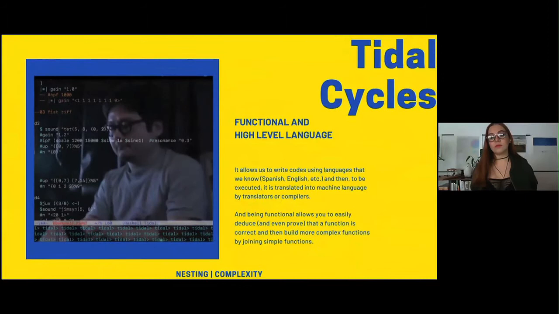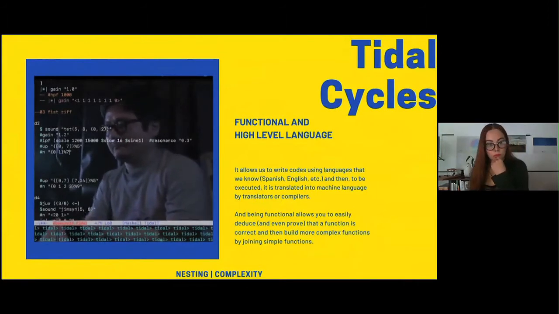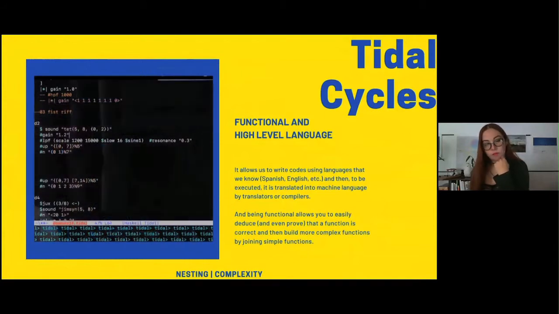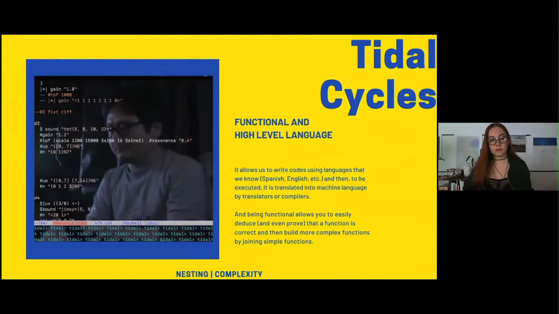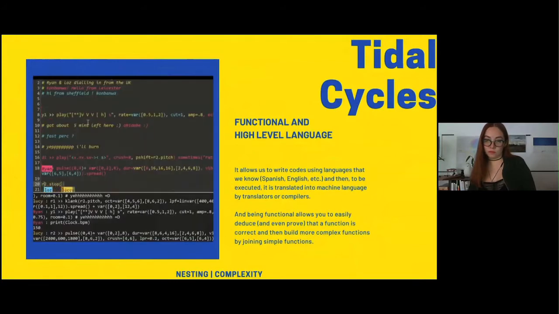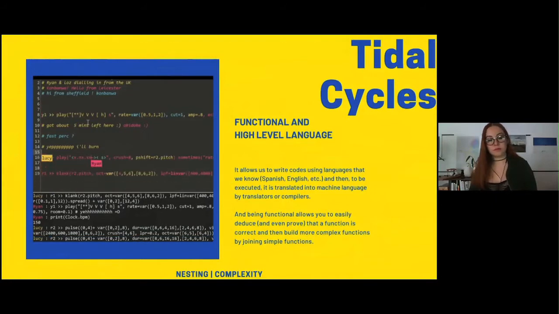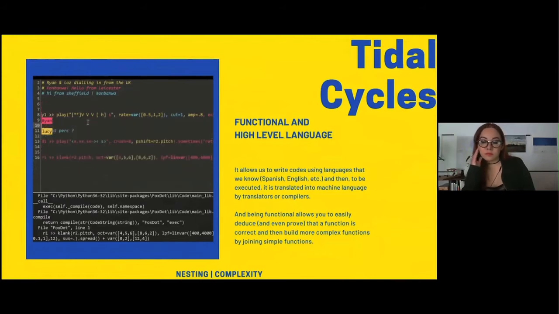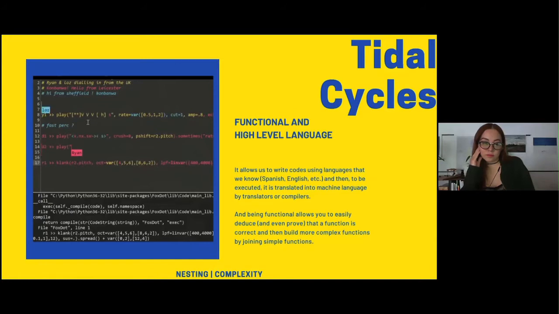Tidal is created in Haskell, which is a high-level functional programming language. The high-level language aims to facilitate the programmer's work, since there are instructions that are easier to understand. In addition, the high-level language allows writing code using languages that we know, like Spanish, English, etc., and then to be executed, it is translated into machine language by translators or compilers. And being functional allows you to easily deduce and even prove that a function is correct, and to build more complex functions by joining simple functions. In other words, it observes a computational context and infers the type.